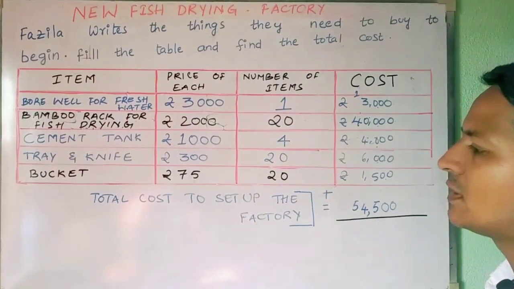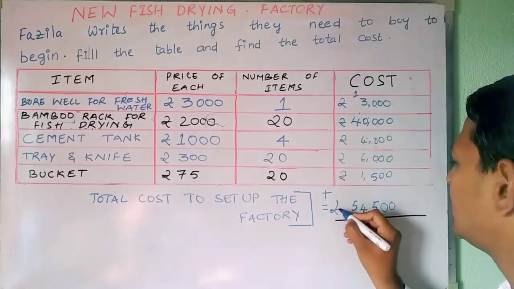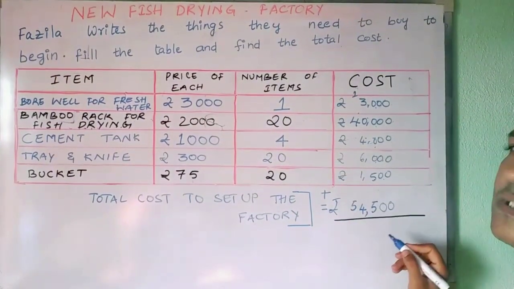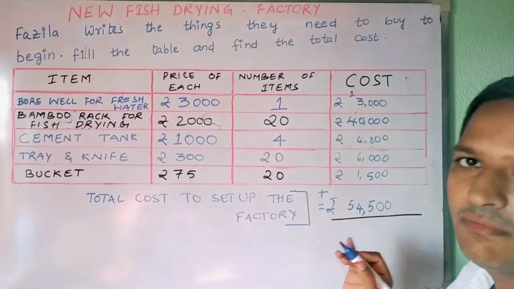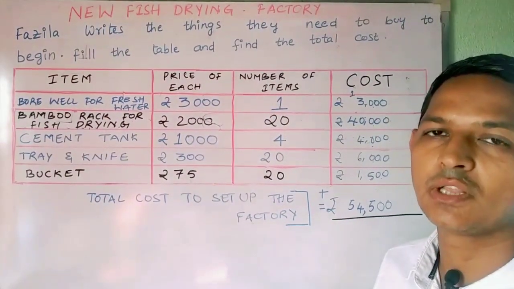So 54,500 rupees is the total cost to set up a new fish drying factory. This is how we need to solve this kind of problem.